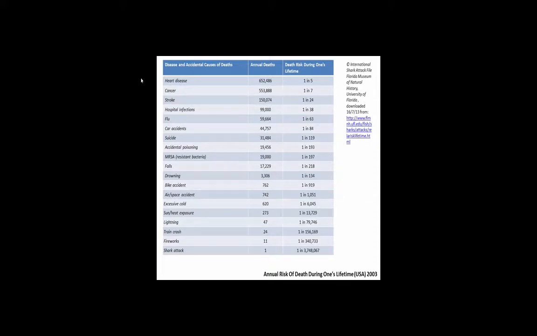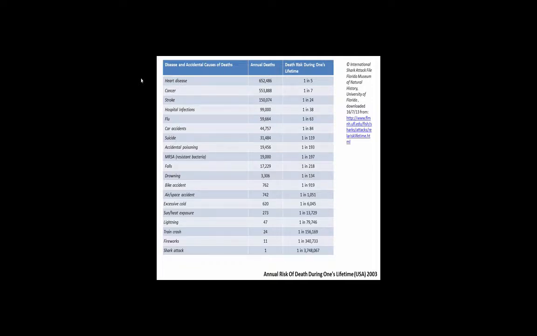This is actually put out by the wonderfully named International Shark Attack File, which is from the Florida Museum of Natural History, an organisation devoted to maintaining sharks and the reputation of sharks. And this was done to illustrate the very low likelihood of death due to a shark attack in a lifetime. And what you can see down the bottom is that it's 1 in nearly 4 million.